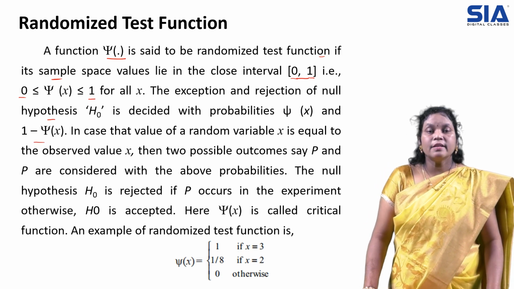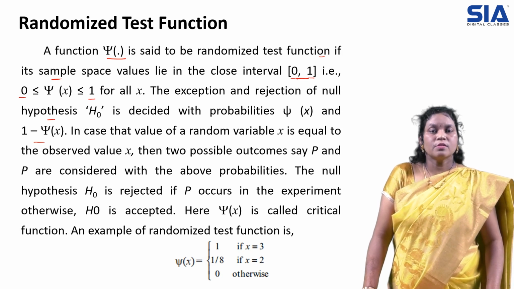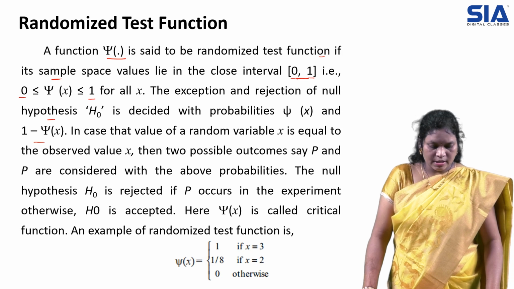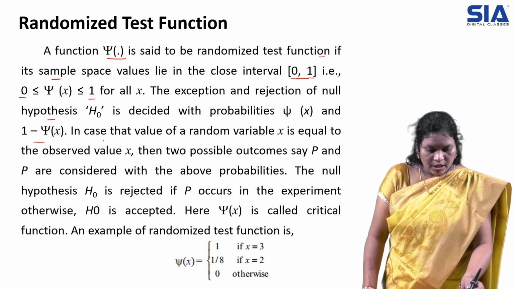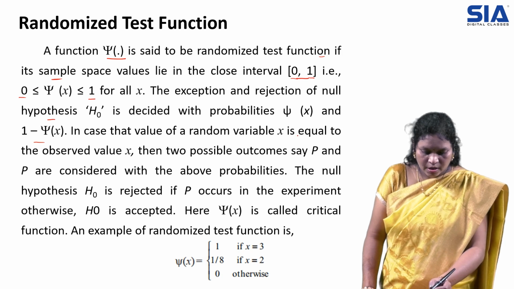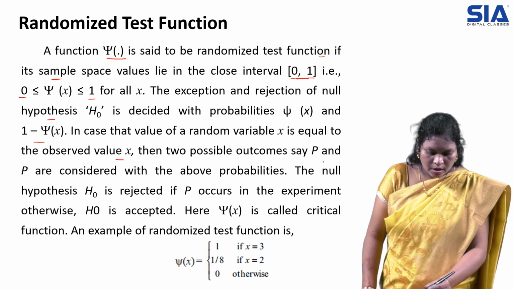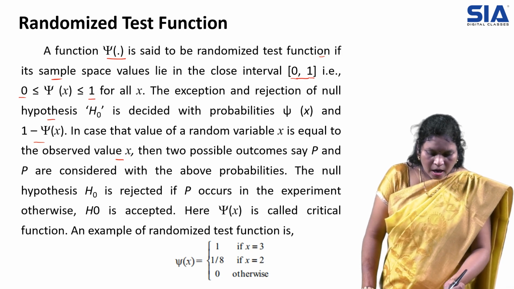So here we consider expectations, and we will try to reject the null hypothesis. If the null hypothesis is rejected, we get 1 minus psi of x. So this is how it goes in this function. In case the value of the random variable x is equal to the observed value of x, then two possible outcomes, say P and Q, are considered with the above probabilities.